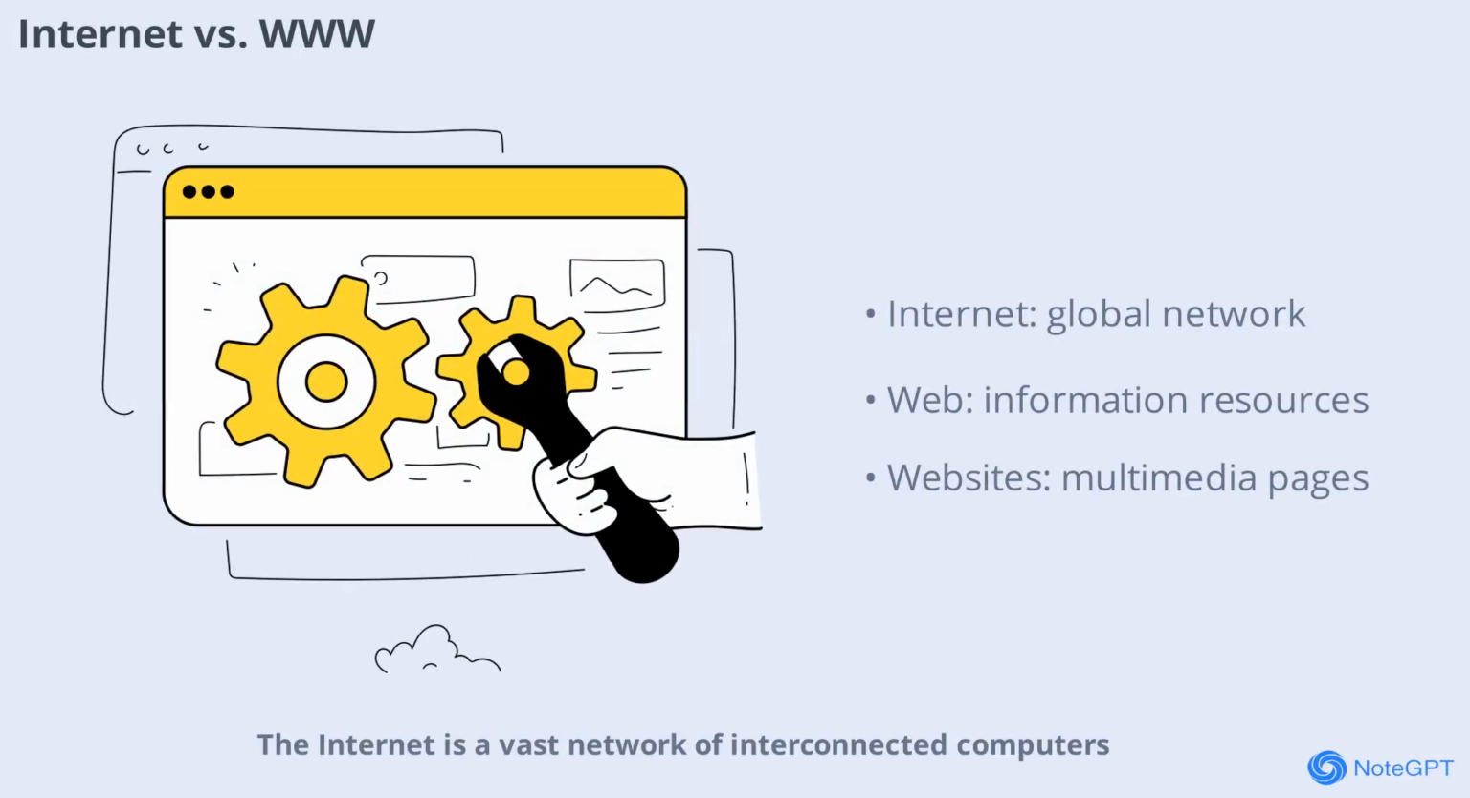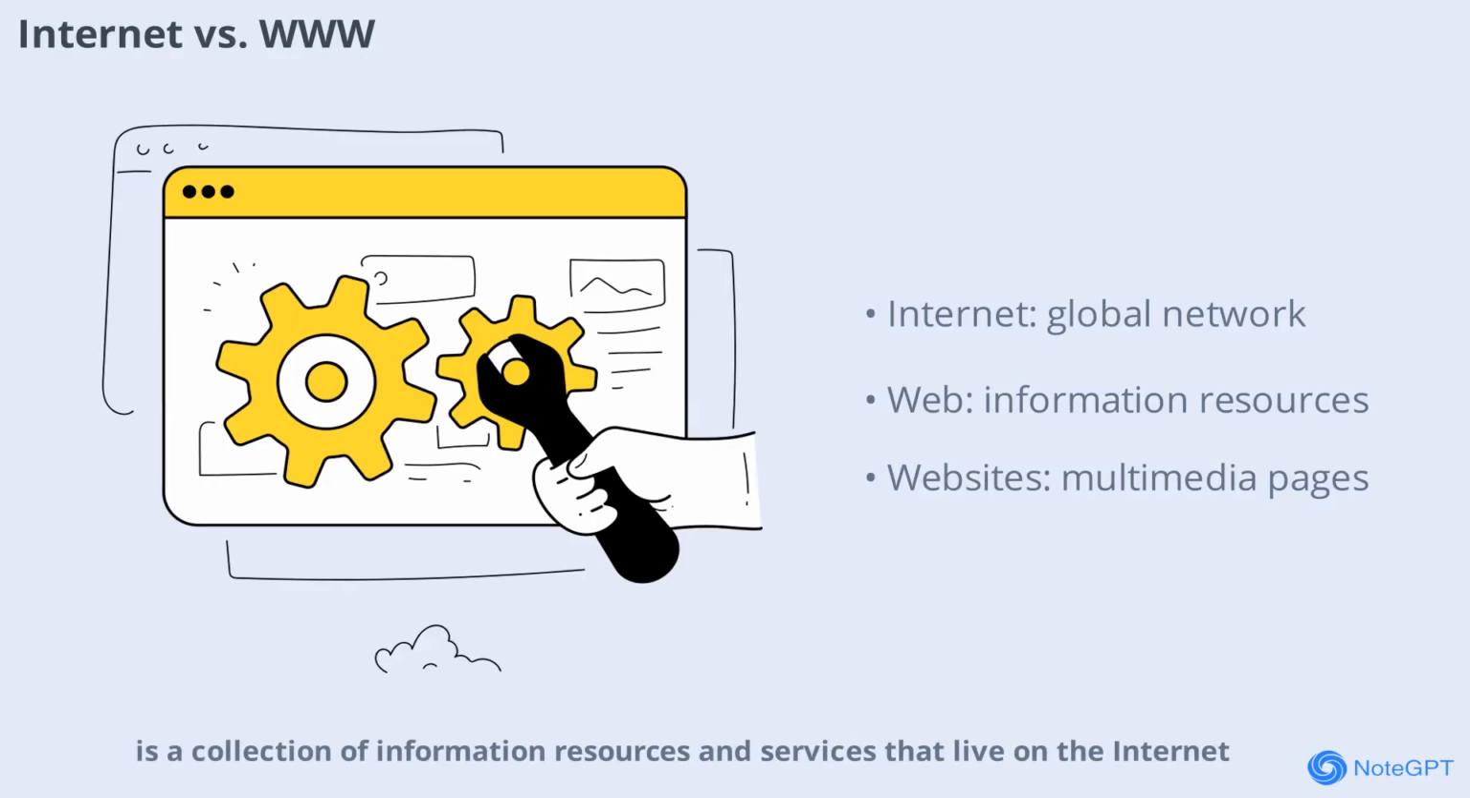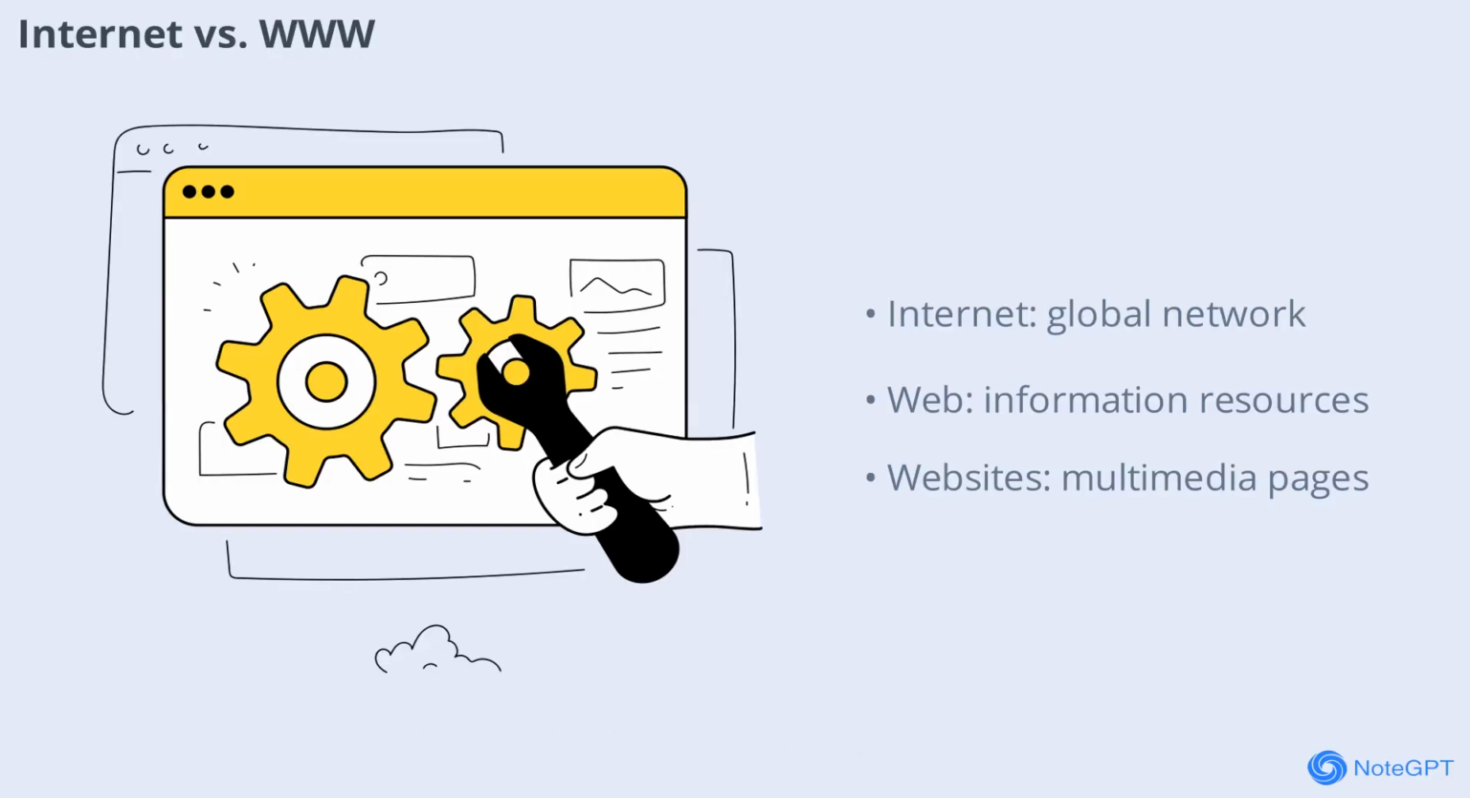The internet is a vast network of interconnected computers, owned by organizations like businesses, governments, and educational institutions. It provides services such as email, real-time chat, and remote access. The World Wide Web, or simply the web, is a collection of information resources and services that live on the internet. Think of the internet as the infrastructure, while the web is the content and services you access through a browser.